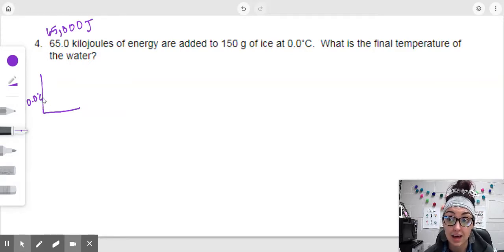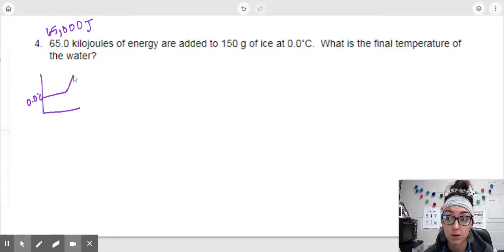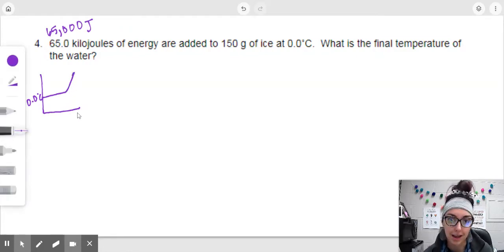So it's telling me that ice is going to melt. So that's the first part of my graph. And then it's going to warm up. So that's the second part of my graph. I have a phase change because it's ice, and in order for that ice to turn into water, it needs to melt. And then I have a temperature change. So that means I have 2 regions in this graph. I'm going to call them Q1 and Q2.